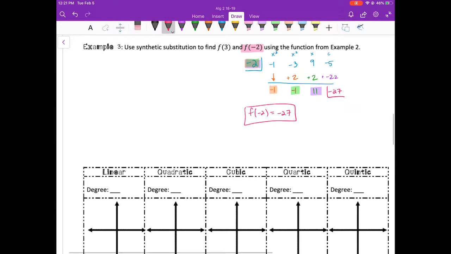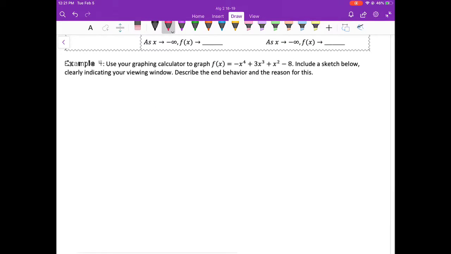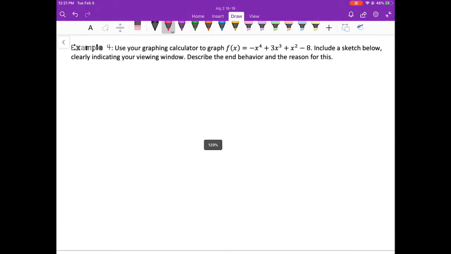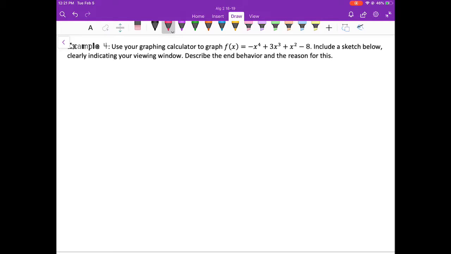Now we're also going to jump ahead and talk about example 4. So hopefully we got through all of our notes other than potentially this one, or if we did, here's a nice refresher. From example 4, we want to use our graphing calculator to graph this f of x and include a sketch below, clearly indicating your viewing windows. Describe the end behavior and the reason for this. Let's go ahead and start with that, and we'll work our way backwards, talking about what to expect from our graph.